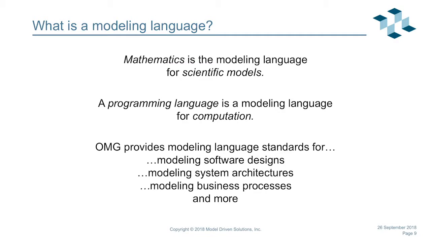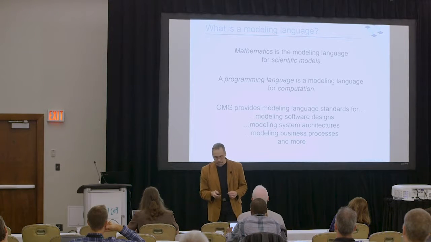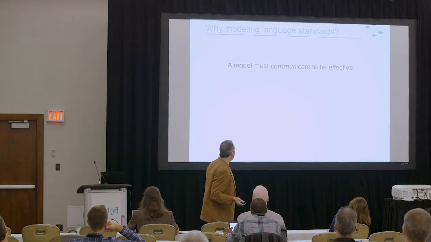But we're going to step up a level. OMG doesn't do programming languages, mostly not mathematicians, though we do have a mathematics special interest group and a number of formal languages people involved in OMG too. But OMG is best known for standardizing modeling languages that model software designs, entire system architectures, business processes, and quite a bit more. So why standardize these languages?